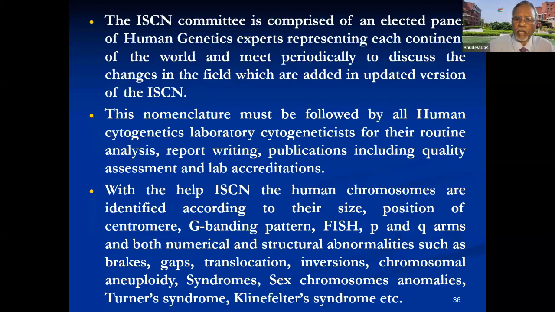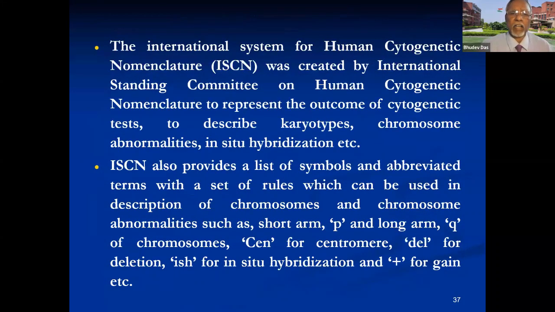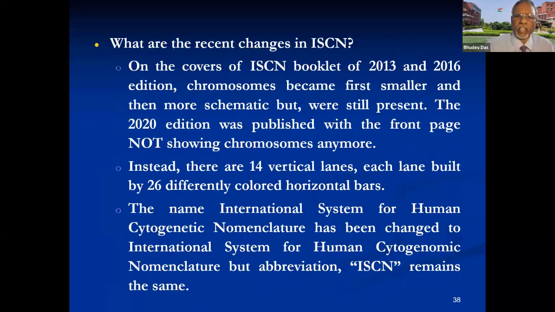With its help, human chromosomes are identified by size, position, G-banding pattern, and P and Q arms, and all these aspects are dealt with there. So I need not go into much detail. It provides a list of symbols and abbreviations in terms of a set of rules. What are the abbreviations to be used for chromosomes and abnormalities? Everything has to follow the ISCN pattern.